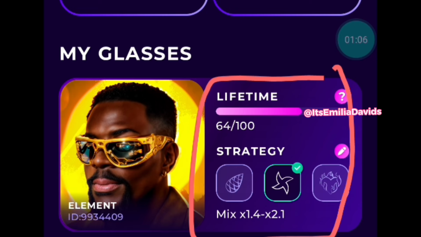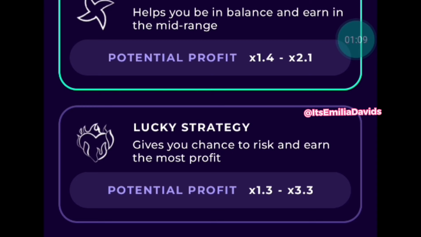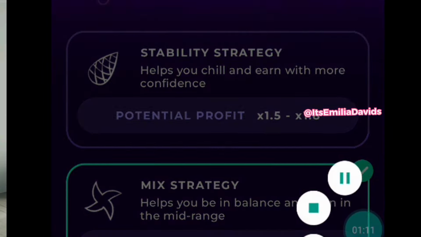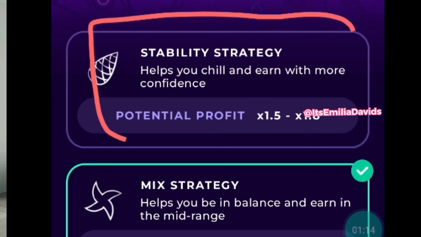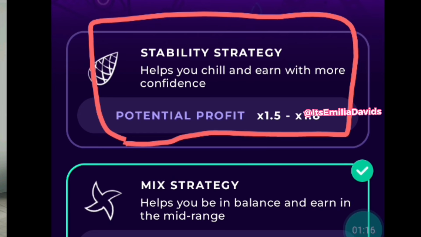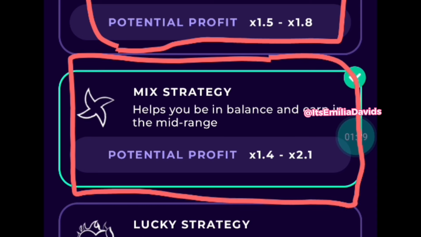If you click here, you see that we have other strategies. So you can see this one is stability strategy. With this, you can be able to earn a potential profit of, let's say, times 1.5 to times 1.8. So this is mixed strategy, which is the one I'm currently using. This particular strategy helps you be in balance and earn in mid-range. So with this glass, you are going to be in mid-range. You won't be losing too much watching videos.